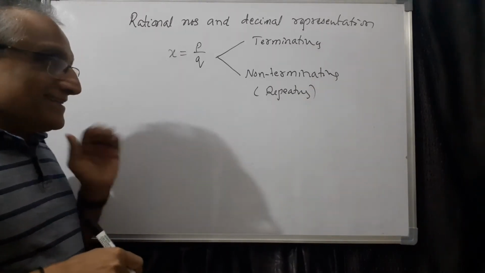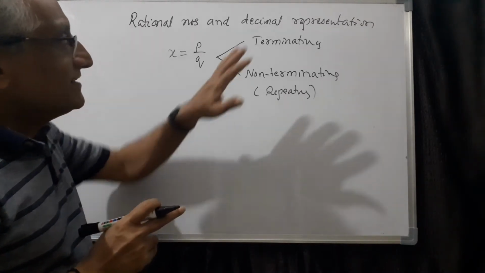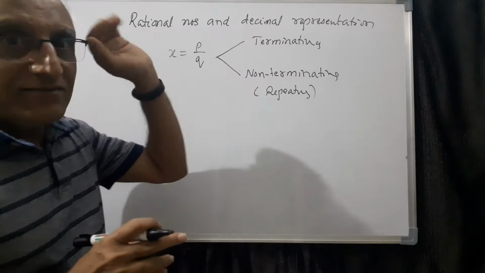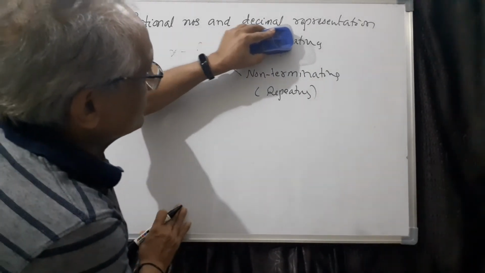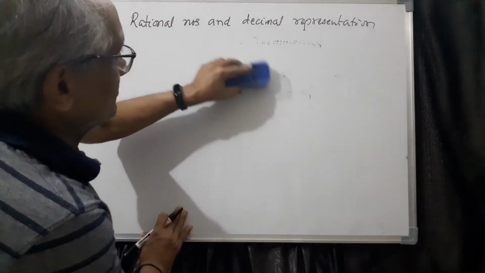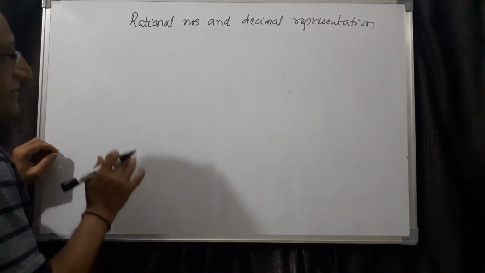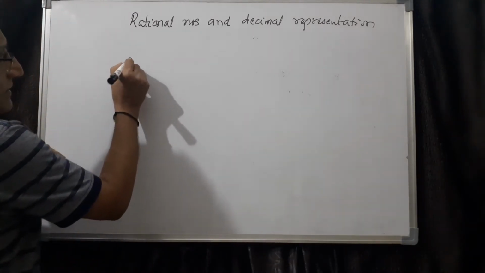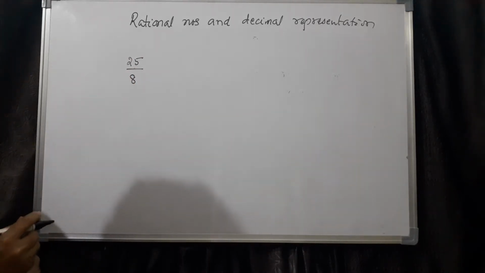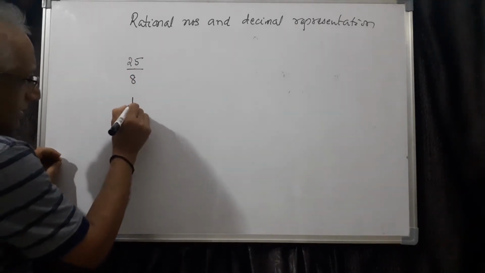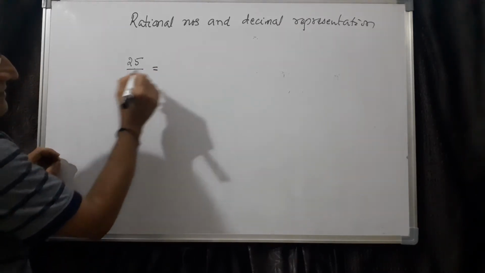Now a very interesting thing is this: without actually dividing, we can decide whether it is a terminating expression or a non-terminating expression. That is very interesting. And for this we are using the concept of the fundamental theorem of arithmetic. Say for example you take 25 divided by 8, and another one, very simple, 1 by 7. Here if you divide, the first will terminate.